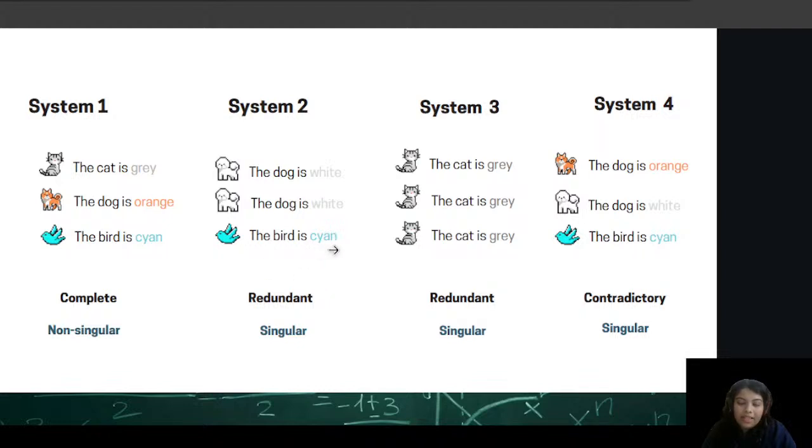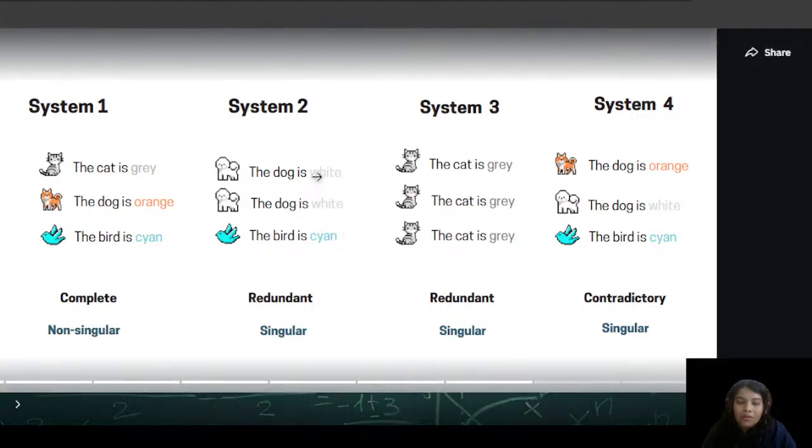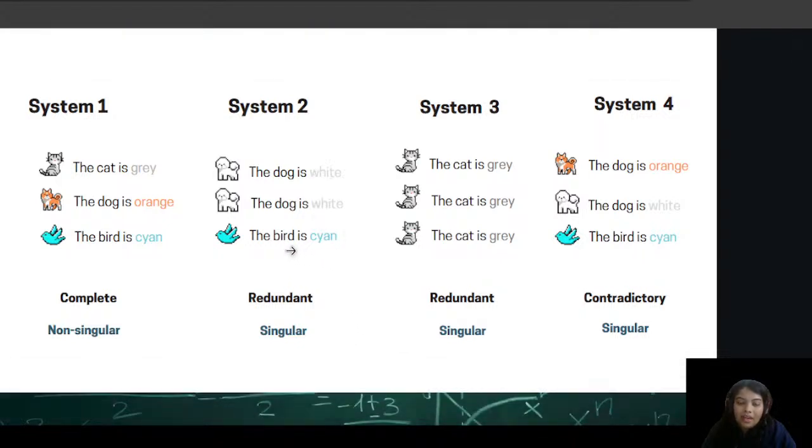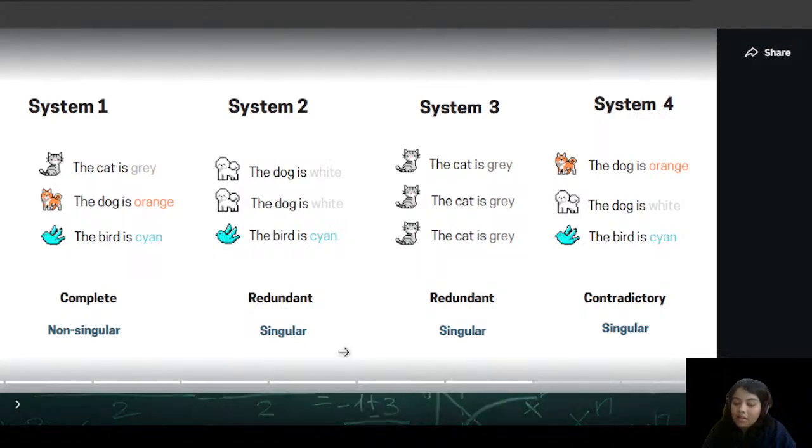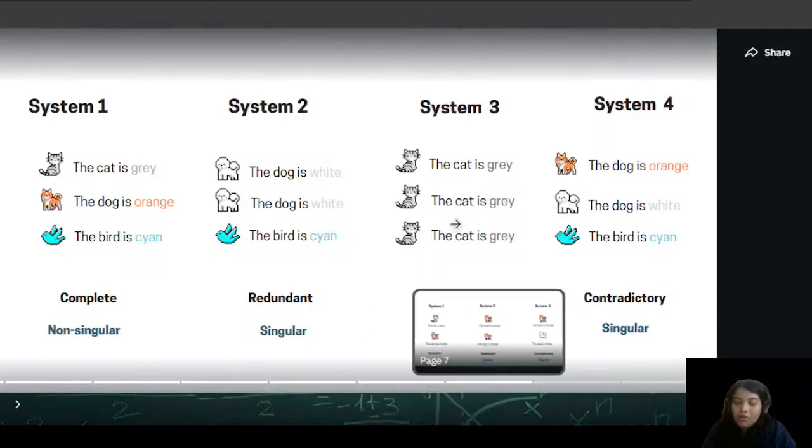But in case of system 2, we can see that the dog is white, repeated two times, and there is a bird cyan, but it is kind of redundant because the dog color is repeating, and it is not giving us much information. As we are dealing with three variables or three entities, we are not getting much information. Only two pieces of information are deduced here, but in system 1 there are three. This is the most informative system here, so we are naming system 2 redundant. As the dog is white, it is repeating and not bringing anything new to our table.